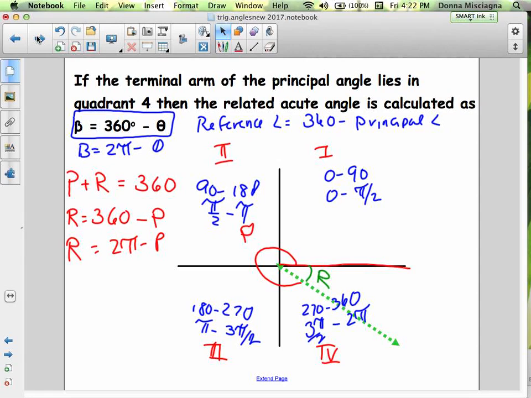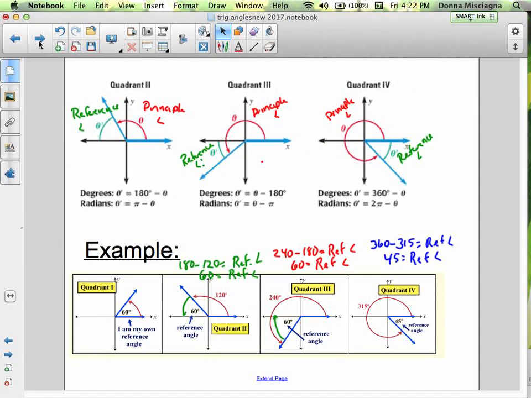All right, so what we do depends on what quadrant we're in. Either we're good the way we are, we subtract from 180, we subtract 180, or we subtract from 360. Those are your 4 choices. That's not so hard, is it? And it's easy to figure out because it just depends what quadrant you're in, and you'll know what quadrant you're in because you graphed the angle.